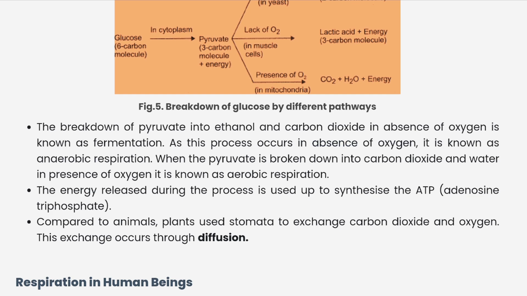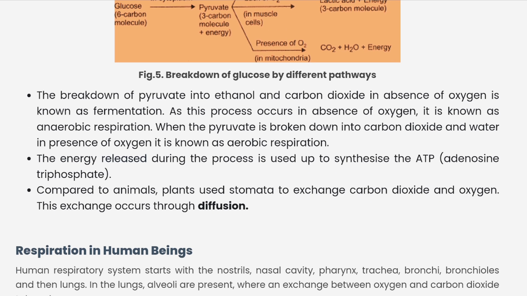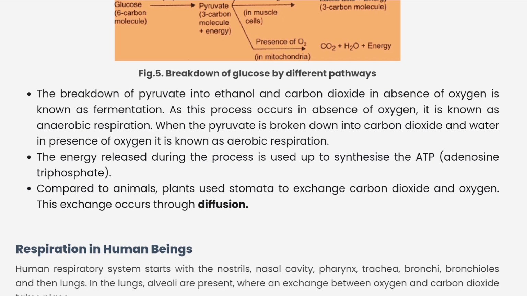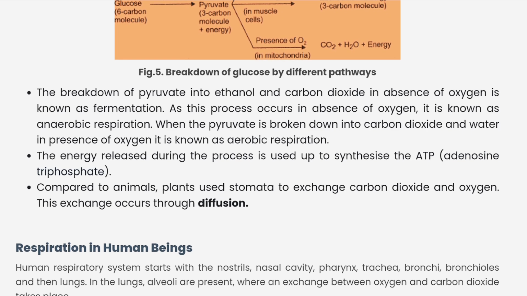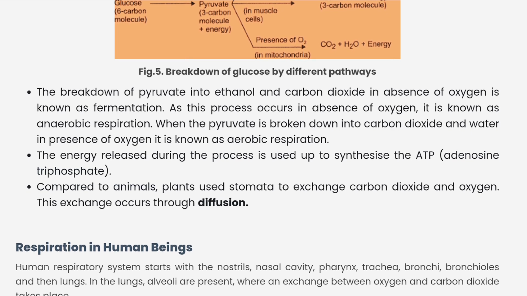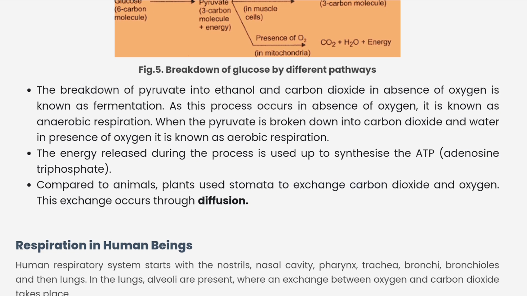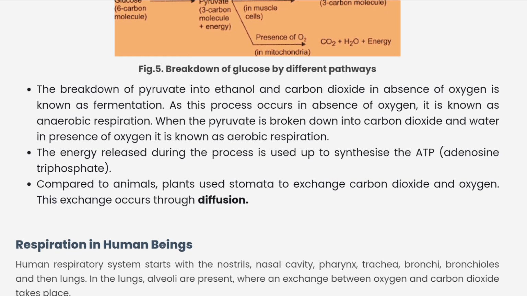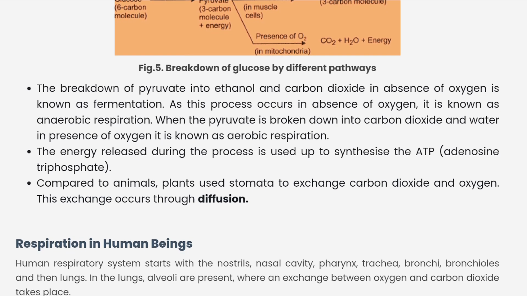When the pyruvate is broken down into carbon dioxide and water in the presence of oxygen, it is known as aerobic respiration. The energy released during the process is used to synthesize ATP, adenosine triphosphate. Compared to animals, plants use stomata to exchange carbon dioxide and oxygen. This exchange occurs through diffusion.